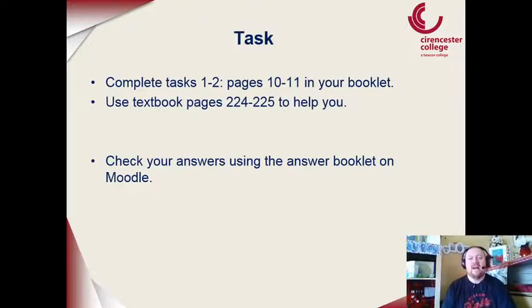So firstly, have a quick look at this task. Pause the video while you do this. Complete pages 1 to 2, task 1 to 2 on page 1011 of your booklet, and have a quick read of the textbook. This will help you. The answers will be on Moodle. I did make sure the workbook and the answers were up. Someone did remind me, thank you very much, on Friday to make sure I did that. So pause this while you do this.